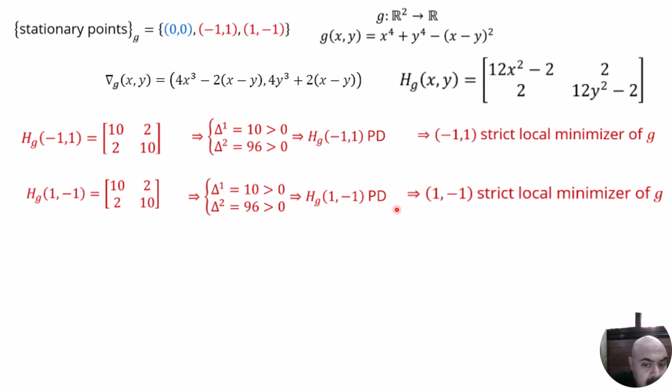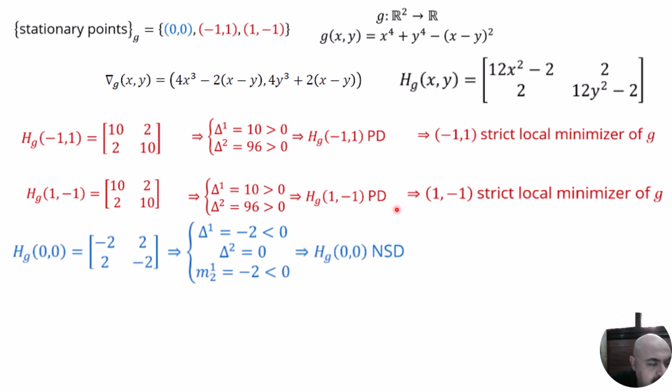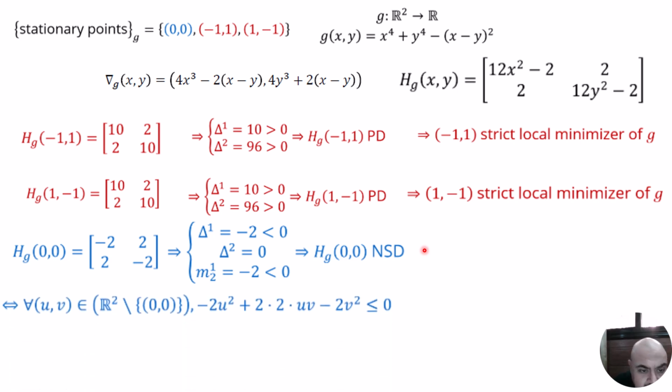Now going to the critical point at 0 and 0. For the point at 0 and 0, I will substitute once more in the Hessian determinant. Letting x equal 0 and y equal 0, I will have negative 2, 2, 2, and negative 2. This is the function that we are dealing with, as you can see. So now delta 1 is negative, delta 2 is equal to 0, and delta 1, 2 is negative. So it's negative semi-definite according to the classification that we spoke about previously.